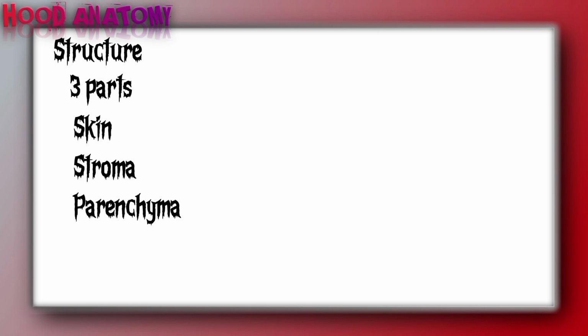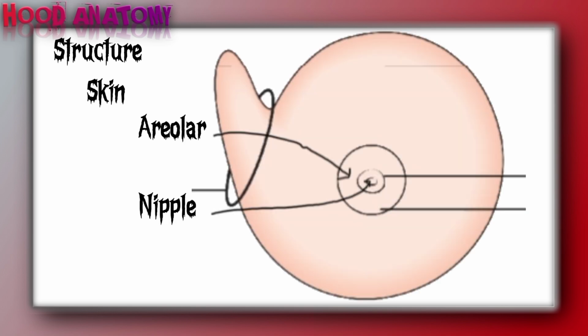Now we go mount the structure of breast. E get like three parts wey dey comprise the breast. We get the skin, the stroma, and then the parenchyma. First of all, we go treat the skin. Under here, we get two important aspects: the areola and then the nipple. The remaining part na just normal skin.